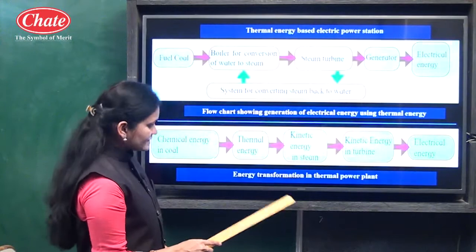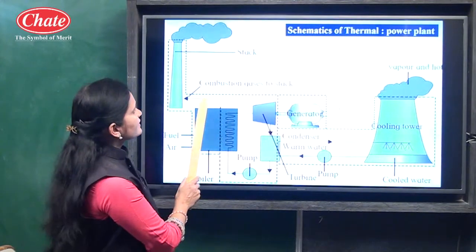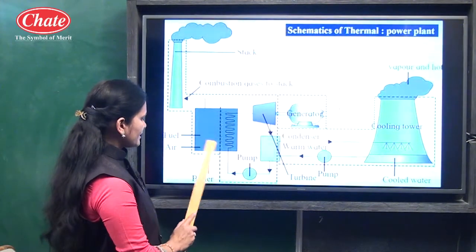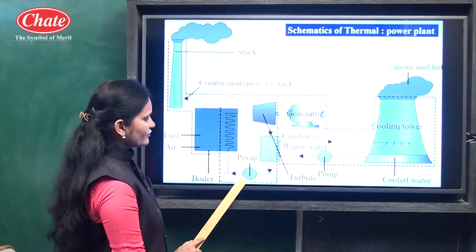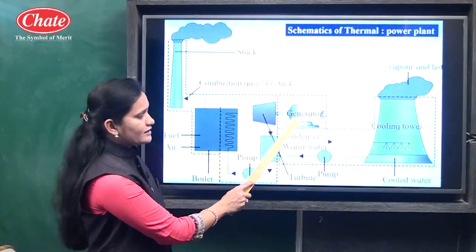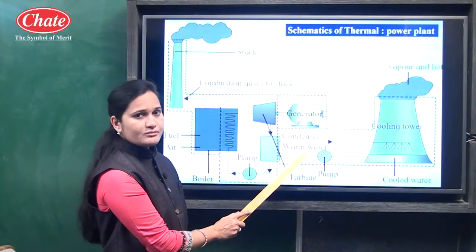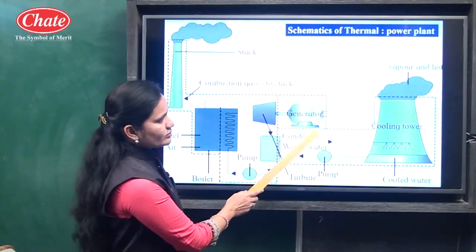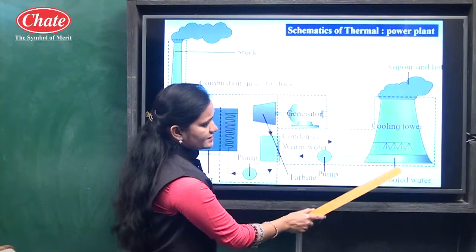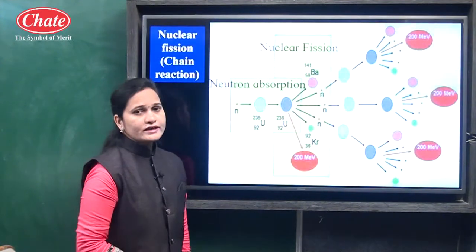Now the next point is about the schematic of a thermal power plant. Observe this schematic. Combustion gases go to the stack, this is the fuel, and air is present here. It is the boiler which is connected with the pump, and after that one generator is there for the conversion of mechanical energy into electrical energy, and below it a condenser is there to convert the steam into water. From the cooling tower, vapor and hot gas are released and cooled water comes downside here.